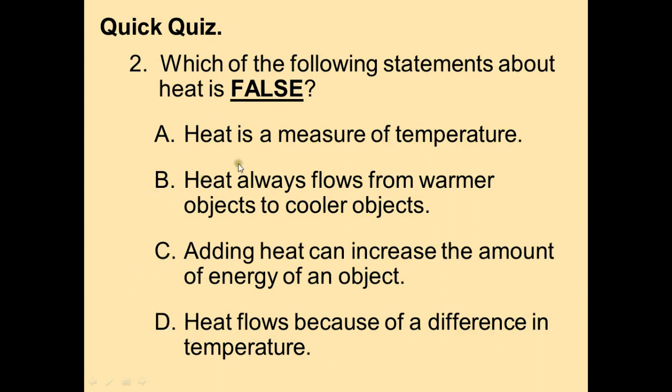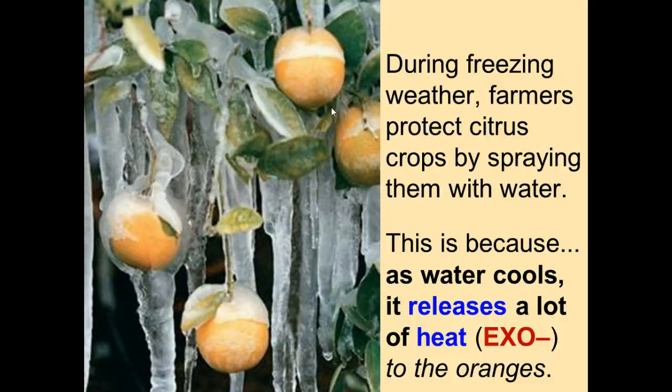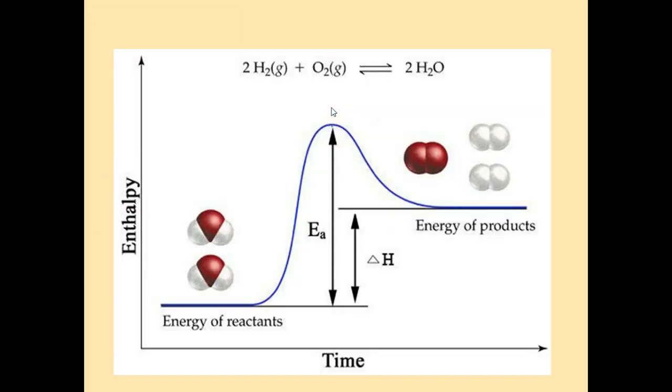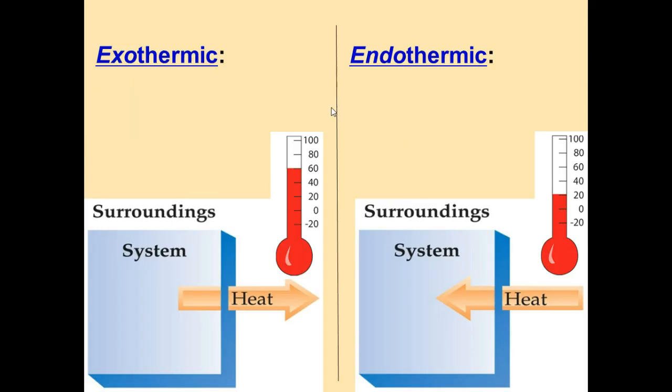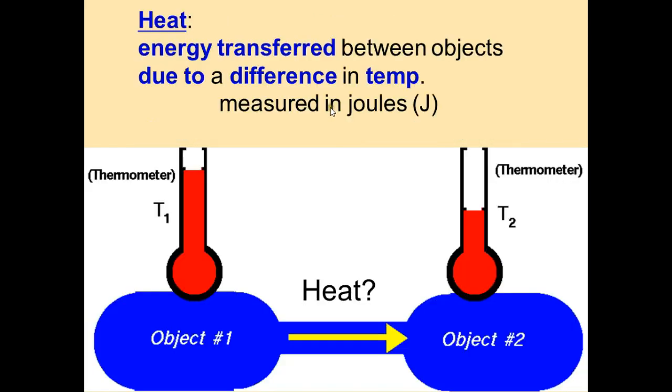And so A is definitely false. Let's just go back to the definition so you know the exact correct definition. So heat is more like a transfer of temperature, the difference. And so here's the exact definition. Heat is energy transferred between objects due to difference in temperature. So this is actually the energy transferred, not just a measure of the temperature. And by the way, it's measured in joules.